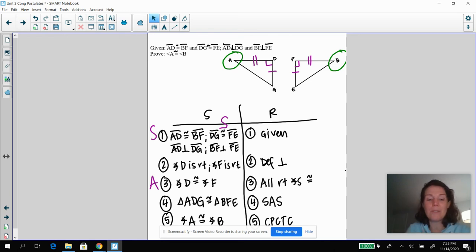So go ahead, tackle the homework. Again, if this last slide was tough, don't worry. We're going to do a ton of this moving forward. This is just a little challenge.